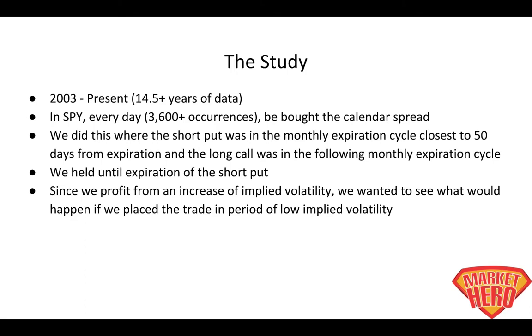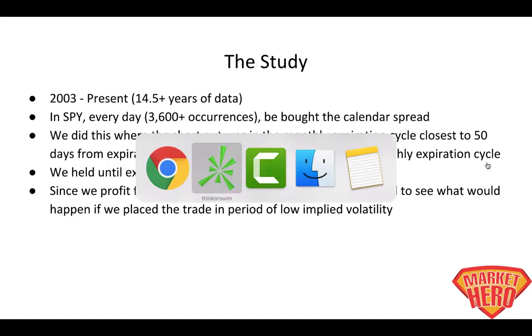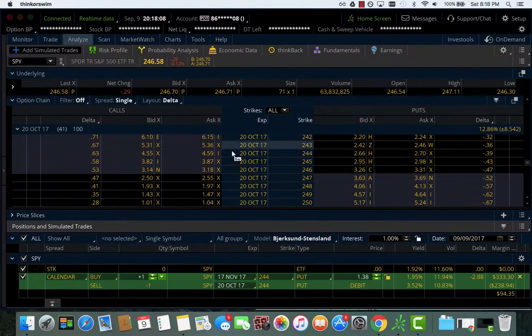Options that are closer to expiring will decay faster than those that are further away from expiring. So if we look at our example, if we're going to sell a put in the October expiration cycle here, that's going to decay faster than the option that we have purchased that's further away from expiring, right?